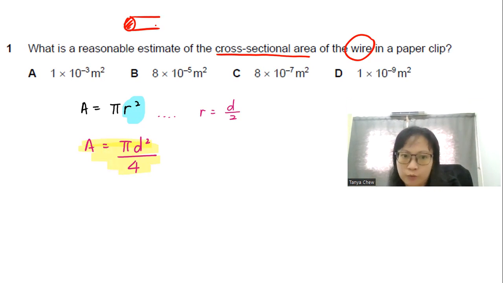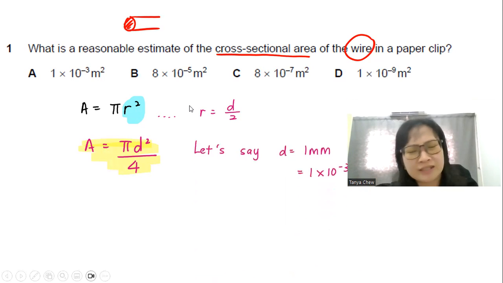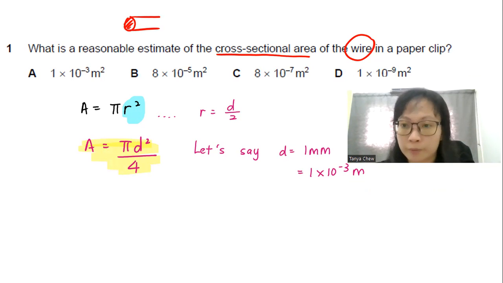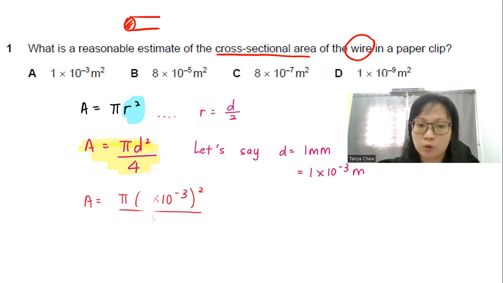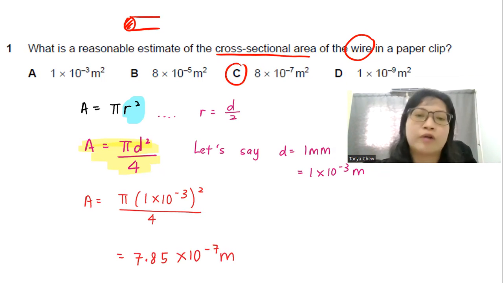Now, things are easier. All you need to do is estimate the diameter of the wire. I would say that maybe the diameter of a wire is 1 millimeter, or 1 times 10 to the power of -3 meter. Sub into the equation, do your calculation, press on the calculator. A equals pi times 1 times 10 to the power of -3, squared, divided by 4, and I got 7.85 times 10 to the power of -7. That is C. You could round off to 8 times 10 to the power of -7 meters squared.